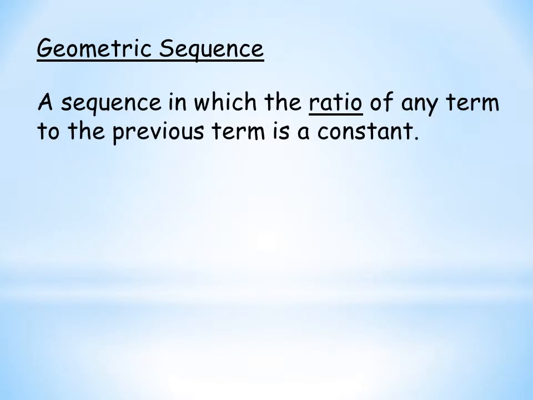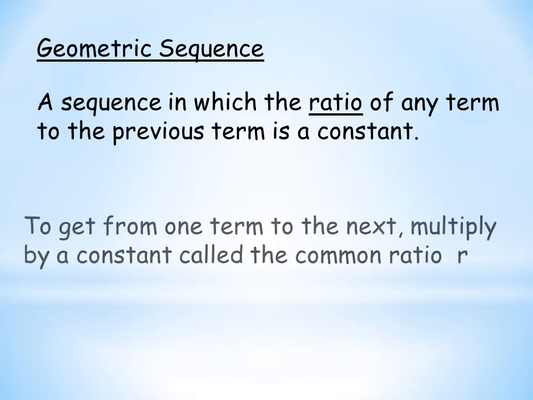So a sequence in which the ratio of any term to the previous term is a constant is what a geometric sequence is defined as. To get from one term to the next, you're going to multiply by a constant, which we define as r, and it's called the common ratio.